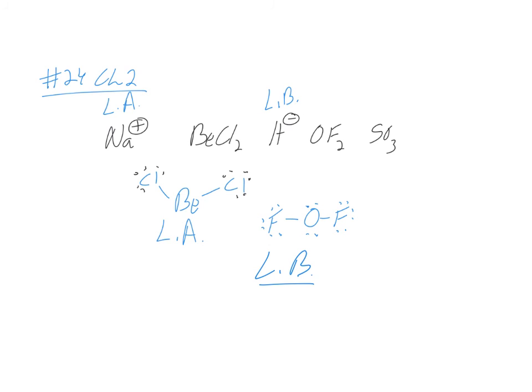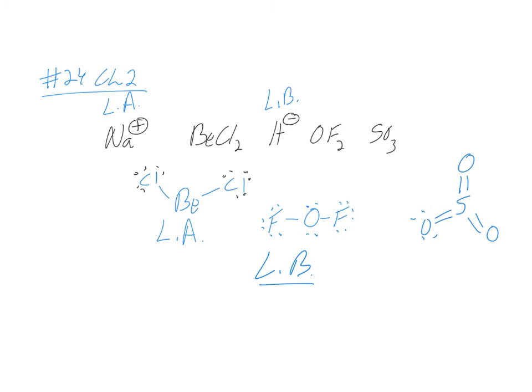All right, let's do the last one. So the last one is SO3. What's that going to look like? It's going to look like this. Sulfur, of course, can expand its octet, because it's lower in the periodic table, so it can have 6 bonds. How many bonds does oxygen want to have? 2. So now in this case, what do you think this is going to be?